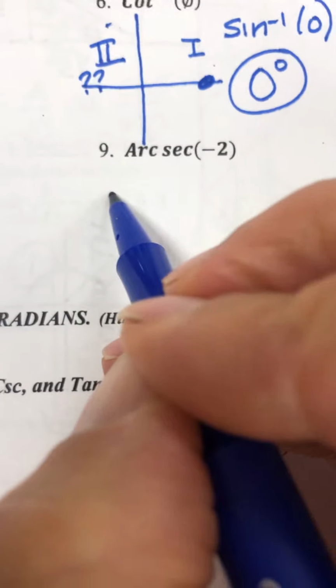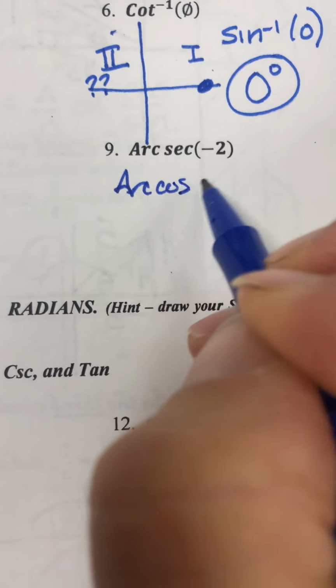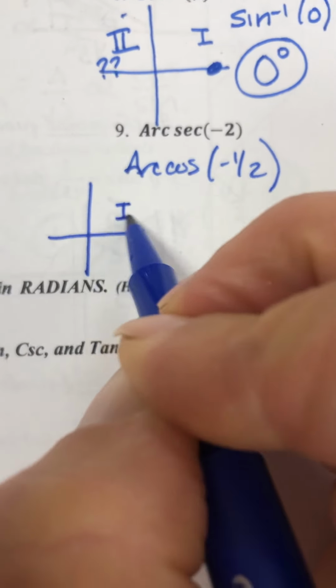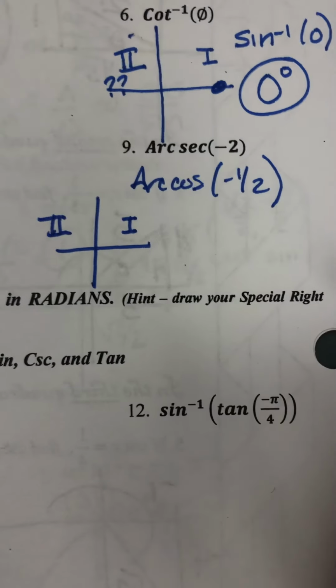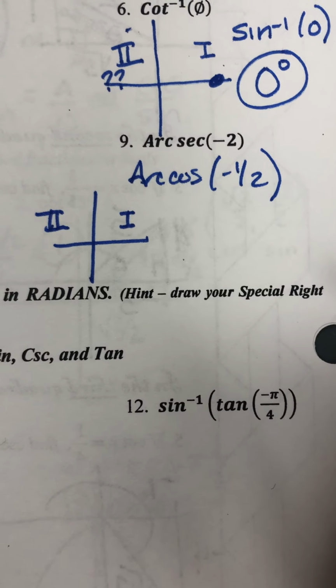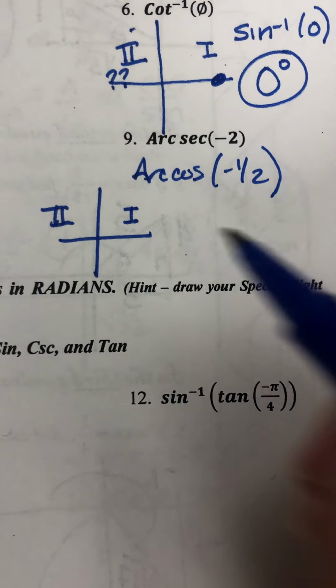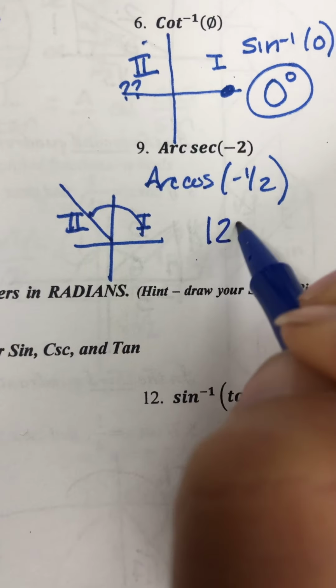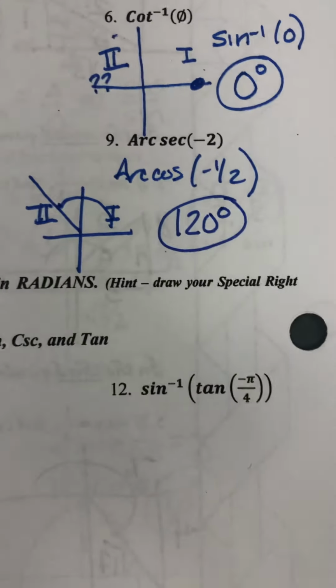Arcsecant of negative 2, you've got to think about that. Well, the secant is negative 2 when cos is negative a half. Cos is restricted to first and second quadrants. Cosines are 1/2 in the 60-degree family. So the angle that has a cos of negative 1/2 is going to be 120 degrees.